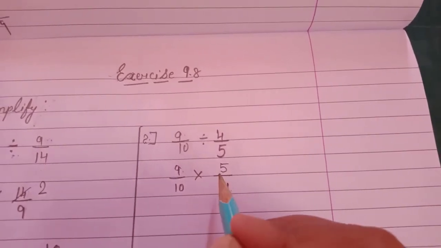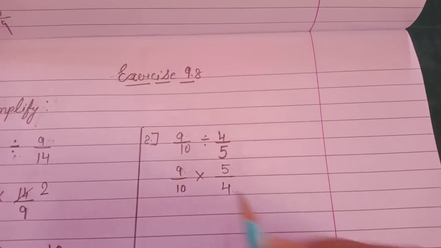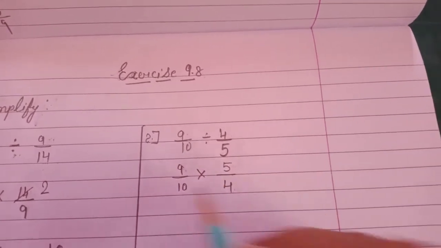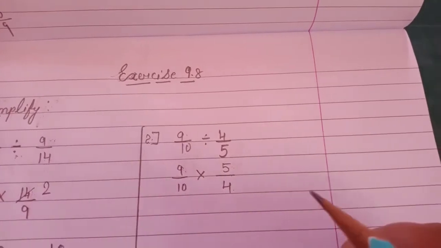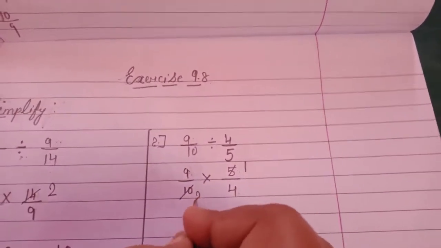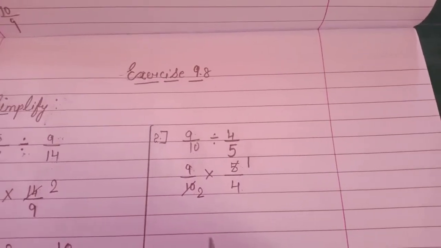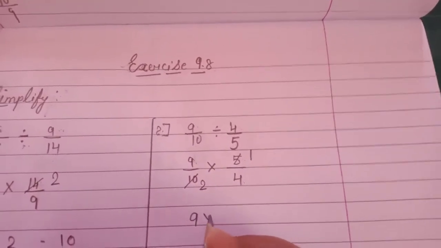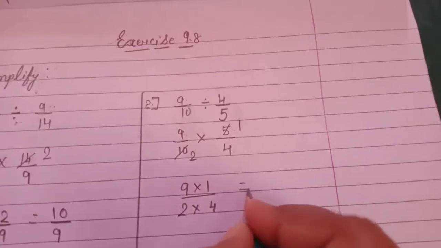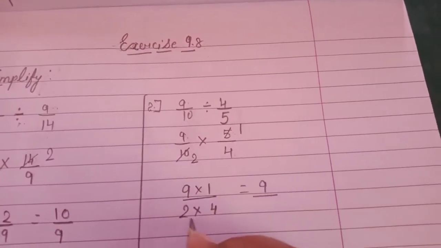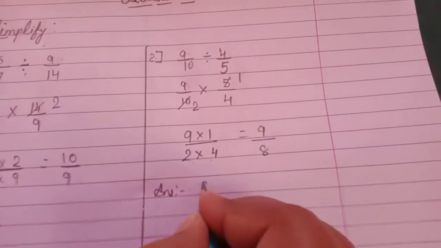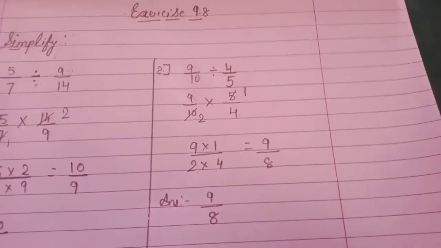No. So now in opposite we will see 9 and 4. Will they come in the same table? No. Now 5 and 10. In the 5 table will 10 come? Yes. 5 1s are 5, 5 2s are 10. So now we will multiply. 9 multiply by 1 upon 2 multiply by 4. So 9 1s are 9 and 2 4s are 8. So our answer is 9 upon 8.